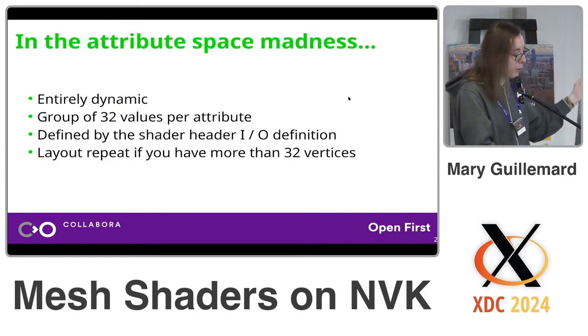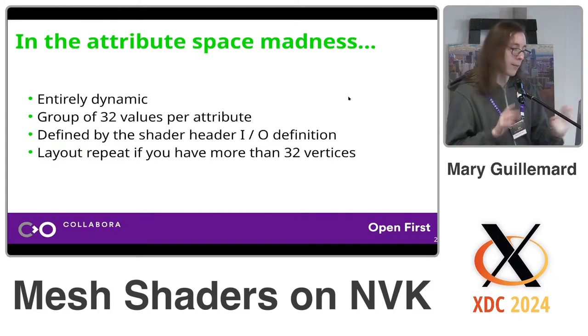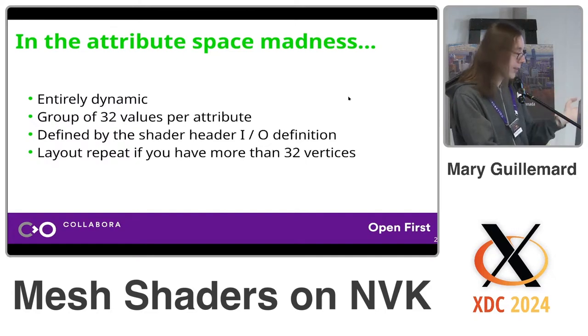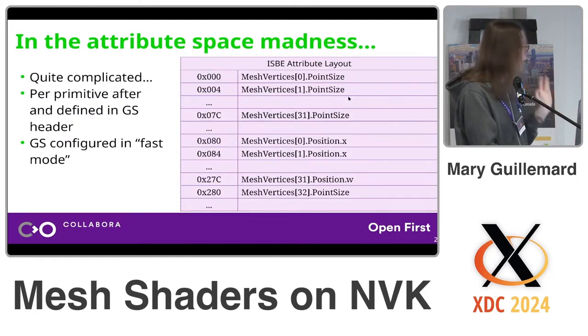And the order is defined with the actual shader I/O. So for example, if we have the point size that is actually defined and also the position, all the position, then we'll always have the actual point size and then the position. And if we don't set the actual point size, for example, we will start with the actual position X. And yeah, all that layout actually repeats if you have more than 32 vertices. So yeah, it's really complex. It took me quite a while to figure out.